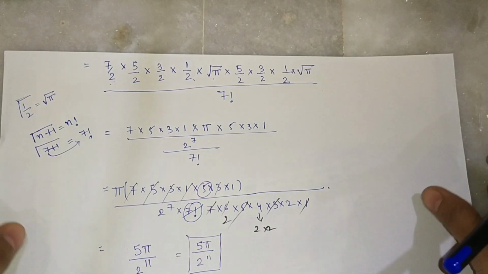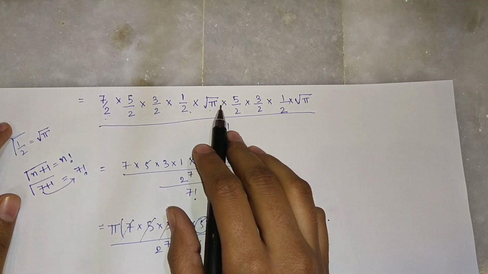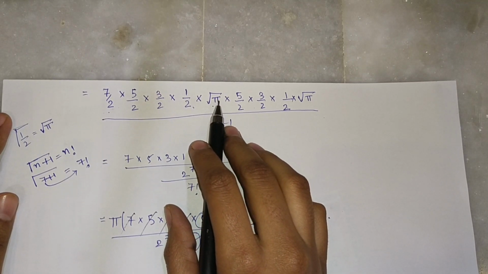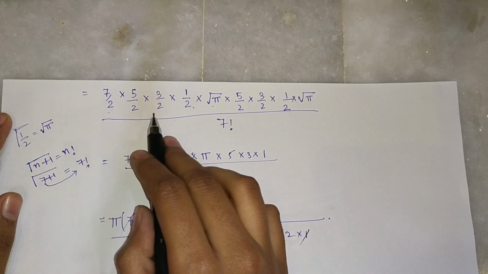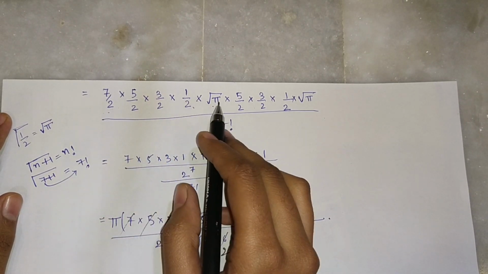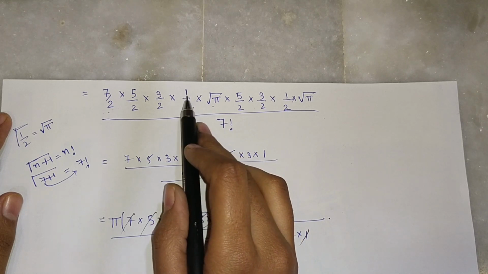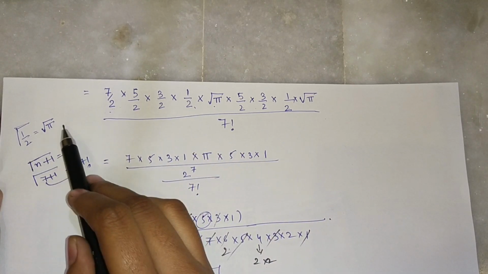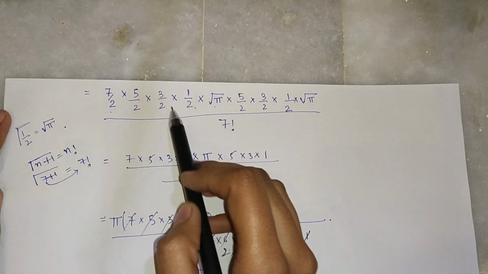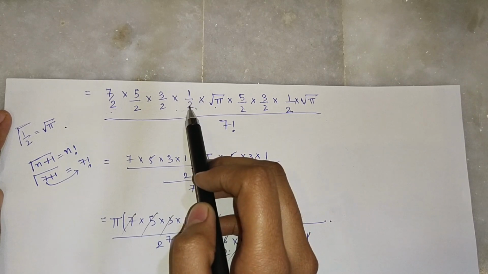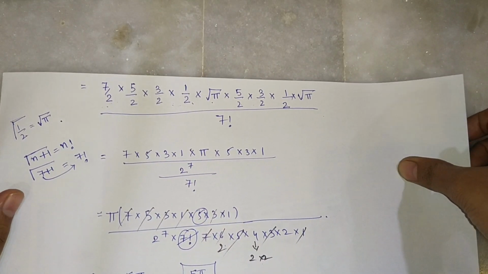And once again I am repeating, whenever you are getting 1 by 2, then only you have to write this under root pi. Whenever you are subtracting 1 and you get 2, then you don't have to write this term. But if you are getting 1 by 2, then, as we have proved that gamma 1 by 2 is equivalent to under root pi, whenever you get 1 by 2, you have to write under root pi. Otherwise, you don't have to write it.